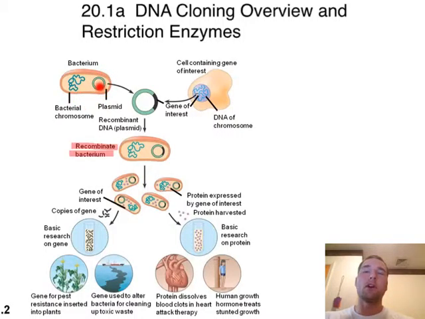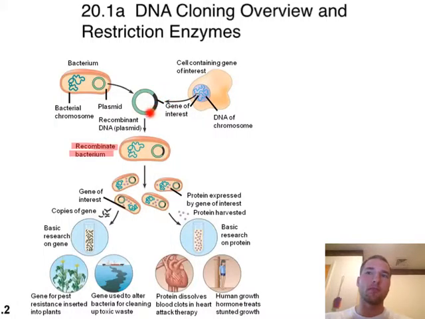Okay, and so one way that we can clone things, and there's lots of ways we can clone genes, but one way is to take a plasmid out of a bacterium, or a bunch of plasmids out of a bacterium, and then take a segment of a gene out of the cell, and we're going to call it the gene of interest. We'll talk about different genes of interest in a moment, but take a gene out of another cell, and insert it into the plasmid.